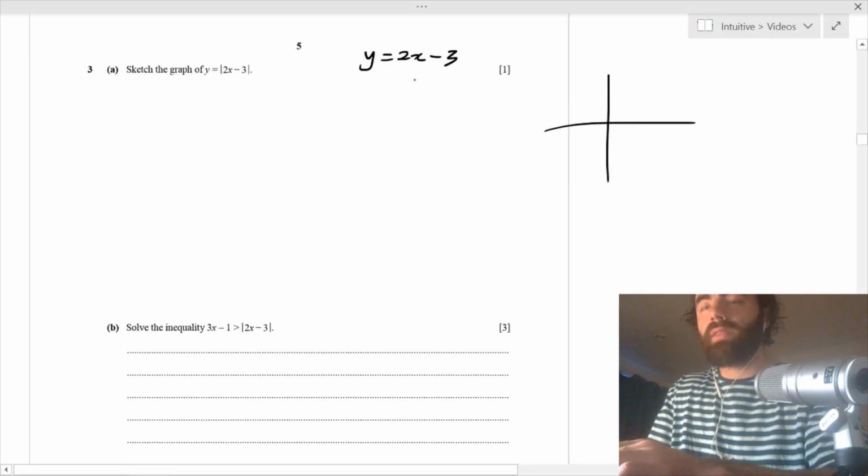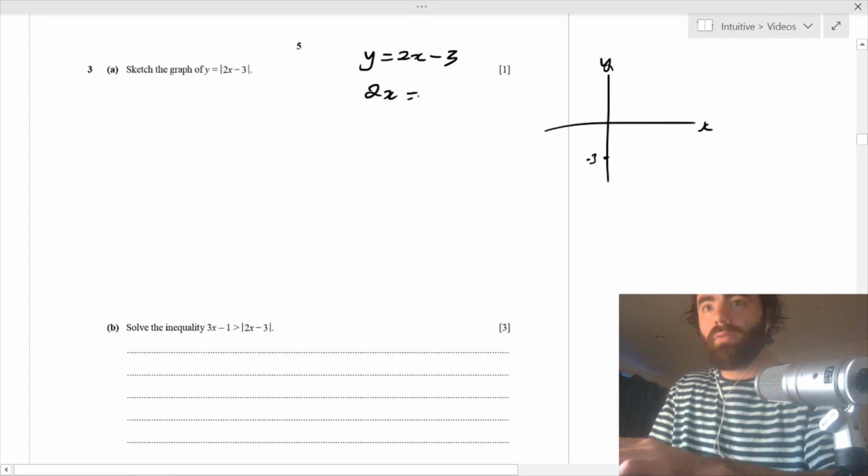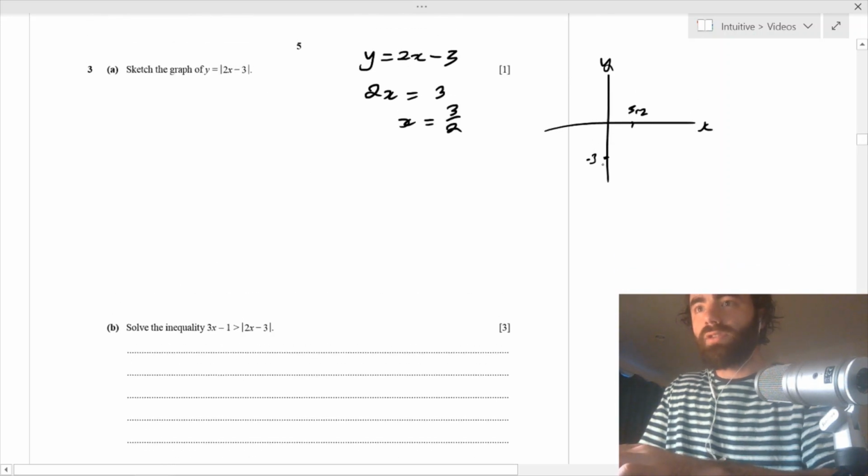If we want to sketch something like this, it's got a gradient of 2, and when x equals 0, y will equal -3. So it's here. And then it's gradient of 2, but then let's also look at when y equals 0. When y equals 0, we get 2x equals 3, so x equals 3/2. I'm just getting a rough idea of what this graph looks like. So this is at 3/2, so it'll be roughly here. And it does say sketch, so the graph of y equals 2x minus 3 is going to look like this.